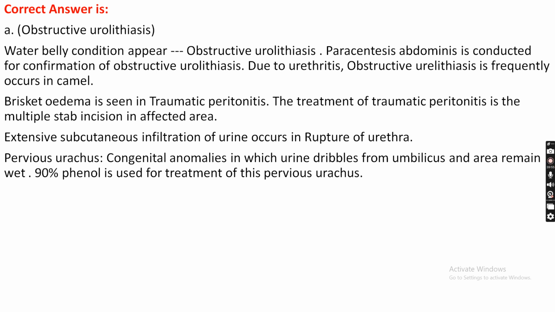Similarly, in case of rupture of urethra, urine spills out, so we can see extensive subcutaneous infiltration of urine. Similarly, patent urachus is a congenital anomaly in which urine dribbles from the umbilicus and the area remains wet. For its treatment, 90% phenol is used.